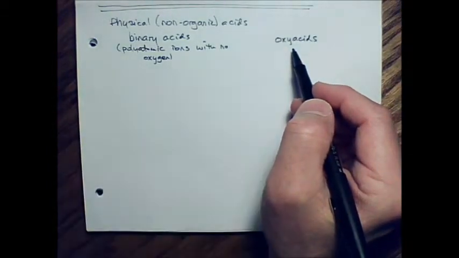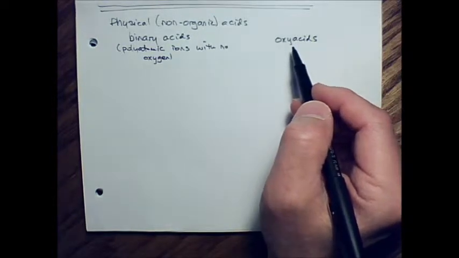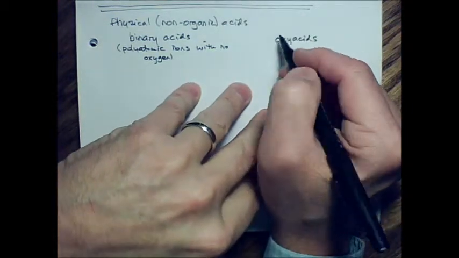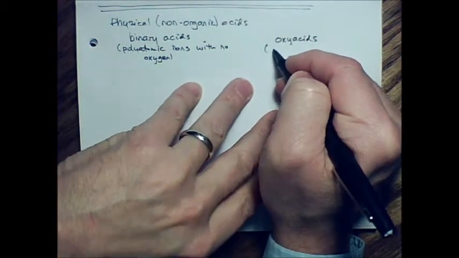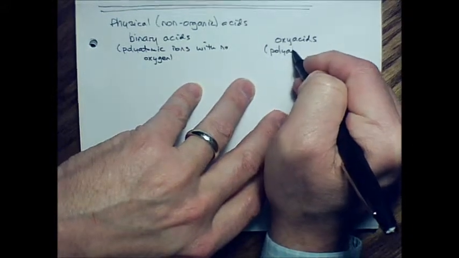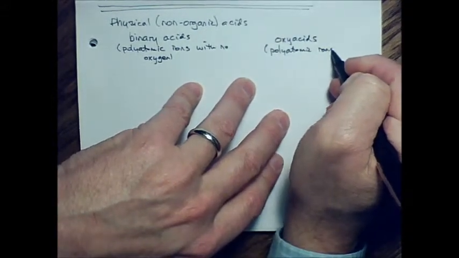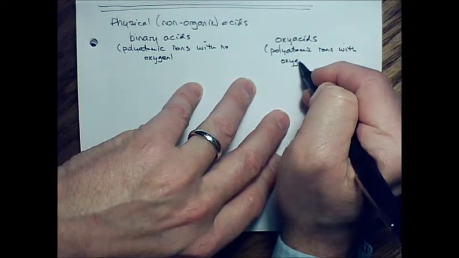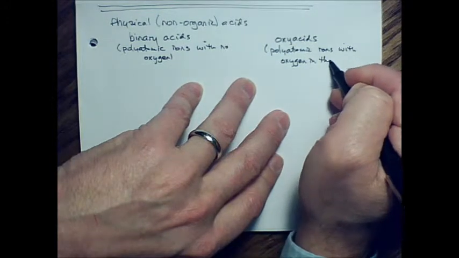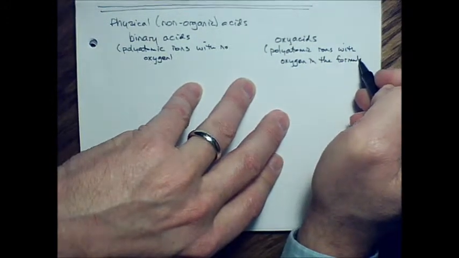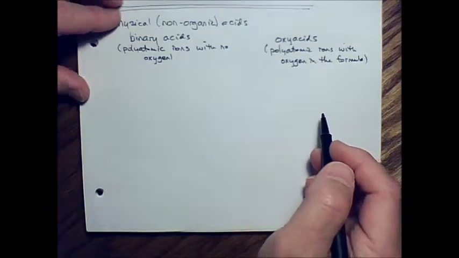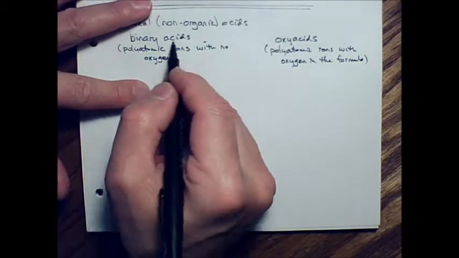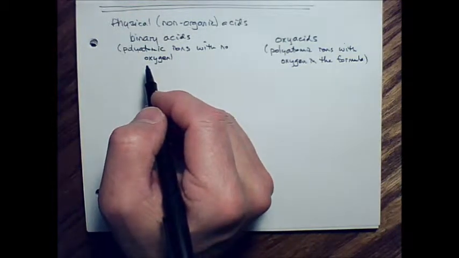Oxy acids, all of these acids are going to contain polyatomic ions that have oxygen in them. So all of these will contain polyatomic ions with oxygen in the formula. Most of the binary acids will have monoatomic anions.